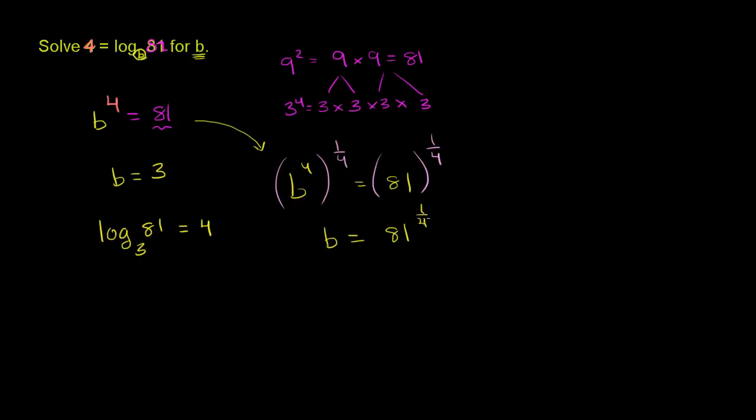But to figure out what 81 to the 1/4 power is, you really have to go through this exercise anyway. Because when you raise something to the 1/4 power, you're really saying, well, what do I have to raise to the 4th power to get to 81? And then you get what 81 is to the 1/4 power. So this is another way of realizing that 81 to the 1/4 power is equal to 3. 3 to the 4th power is equal to 81. 81 to the 1/4 power is equal to 3.